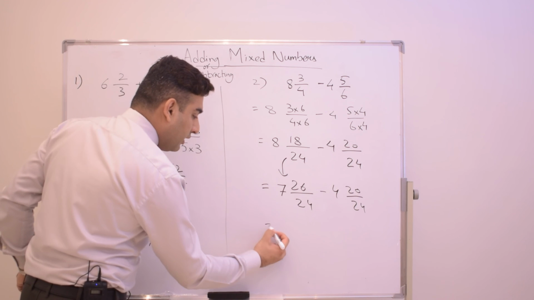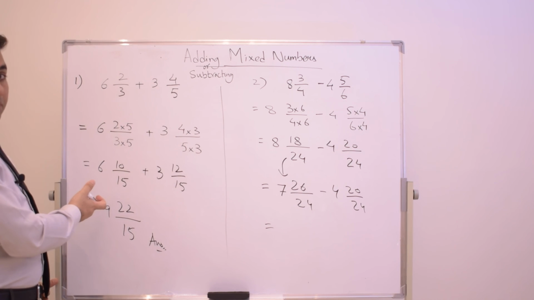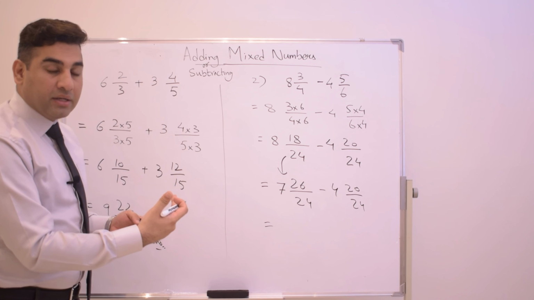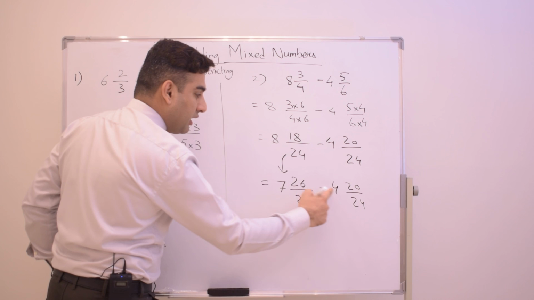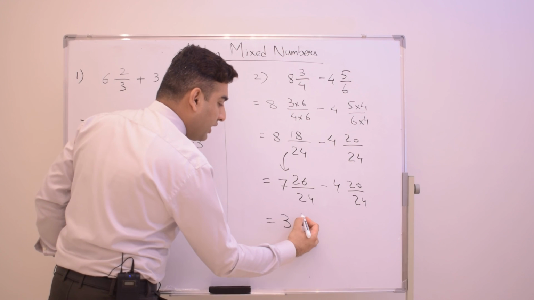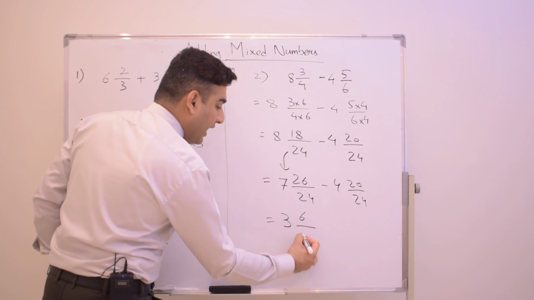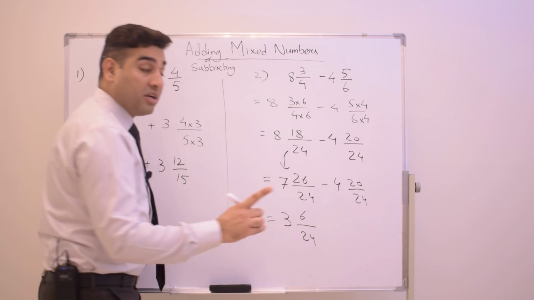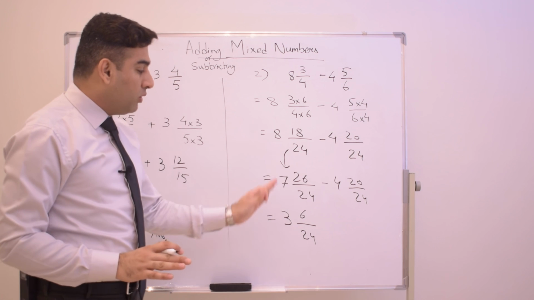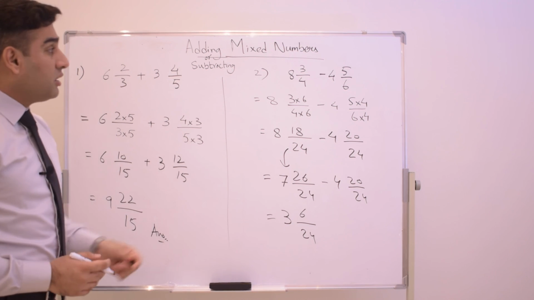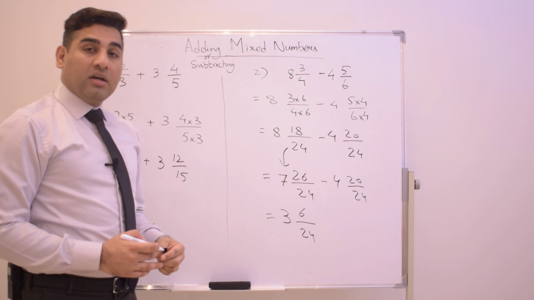Now guys, after that, the same method which we did here: you have to add or subtract the same place values. So 7 minus 4 comes 3, which is the whole number. 26 minus 20 comes 6. 24 as it is. You don't have to subtract the denominators, you just have to copy the denominator as it is. So guys, 3 whole 6 over 24 is your answer for the subtraction of the two mixed numbers.